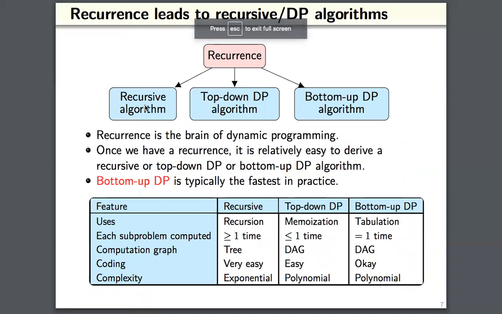Next. A recurrence at a very high level is just a relationship from the solution to a problem to the solutions to its subproblems. That recursive relationship itself is called a recurrence. It's just a recursive relationship, okay? Now, once you have this recursive relationship, you can implement that in multiple ways.